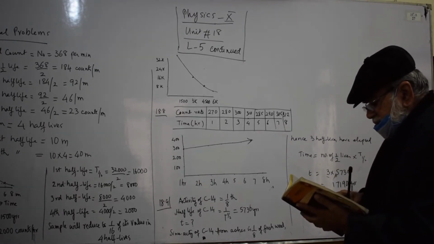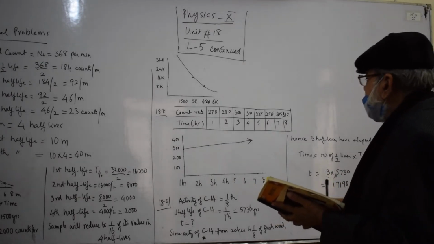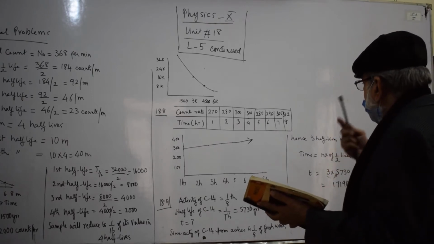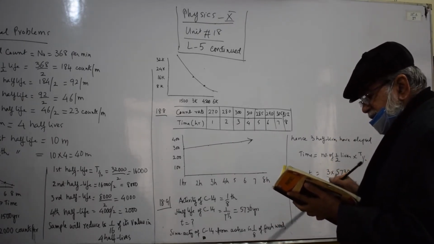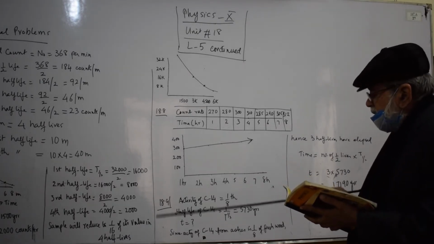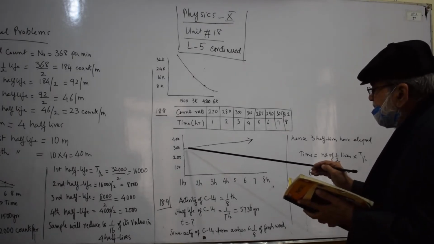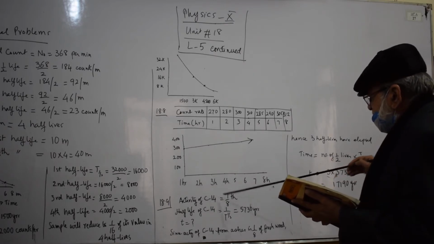Plot a graph between the count rates and the count. So this is the graph that has been plotted. The answer is already given over there. So plot this graph: 270 was after the first hour, second hour 280, third, and so on.